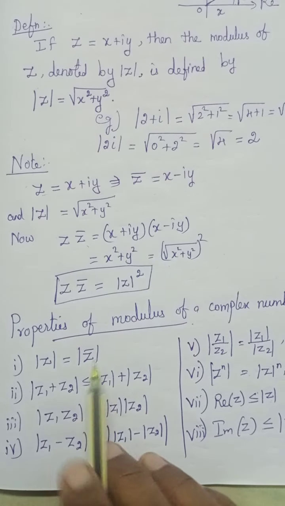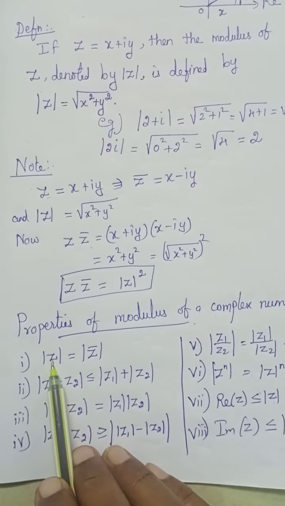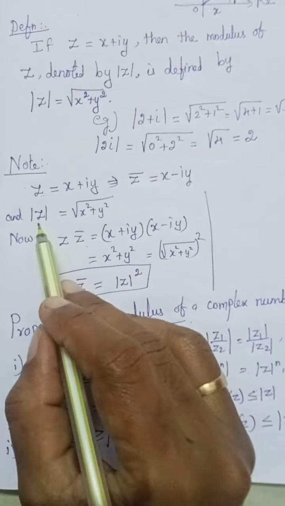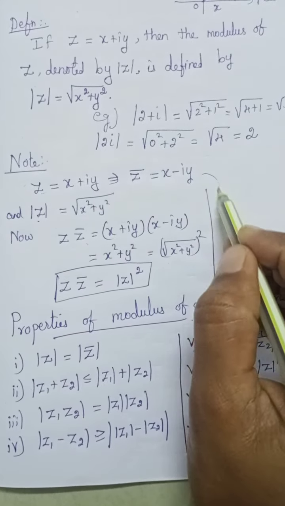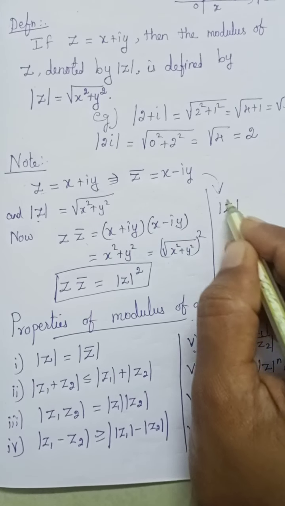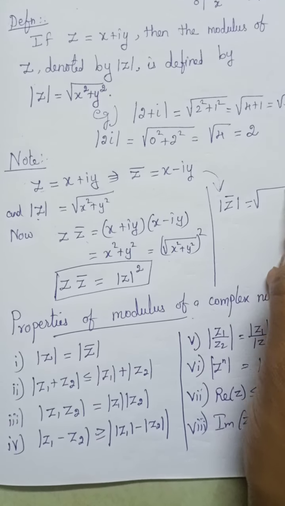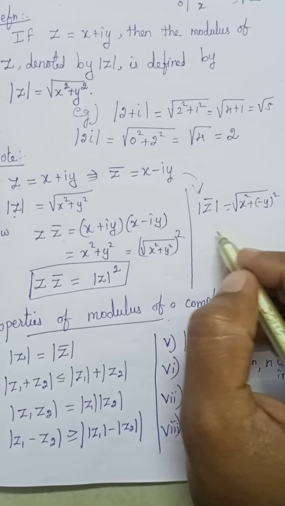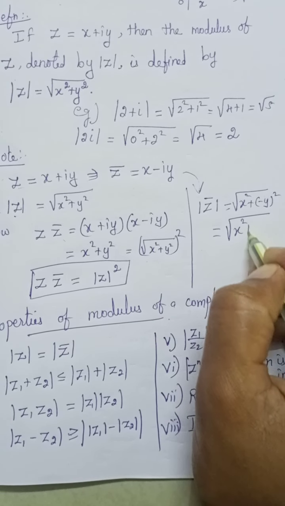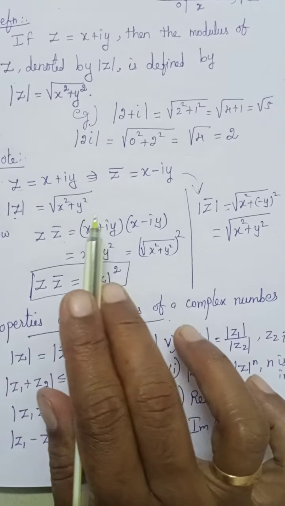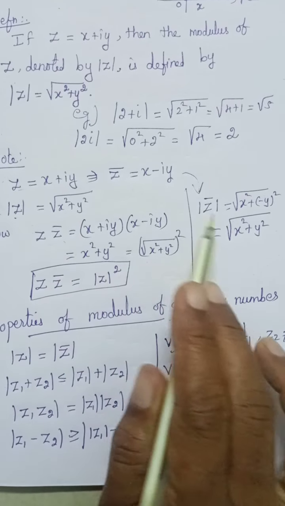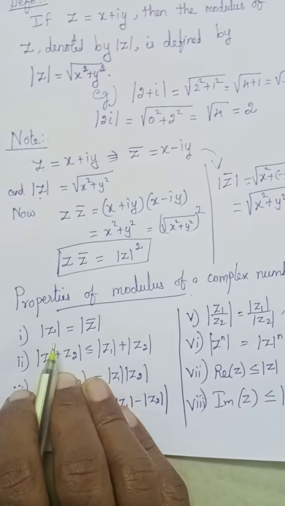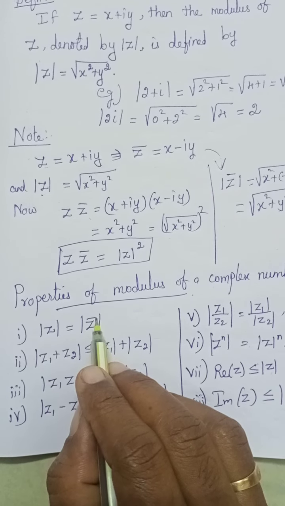Now, properties of the modulus of a complex number. Modulus z will be equal to modulus z bar. This modulus z is root of x square plus y square. For this you can find modulus z bar: root of x square plus the imaginary part, that is minus y, the whole square. So x square plus y square. Both are the same, isn't it? So modulus z is equal to modulus z bar.